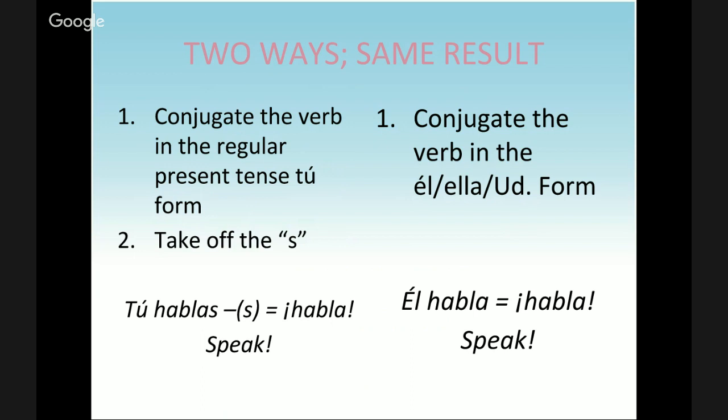Another way to think about forming a command is you just use the él/ella/usted form of the verb, habla. So your commands will always end in an A or an E, because it's always going to be the he, she form of the verb. And notice it has those upside down exclamation points around it, because a command is something that you yell. It's an interjection, so it has exclamation points.